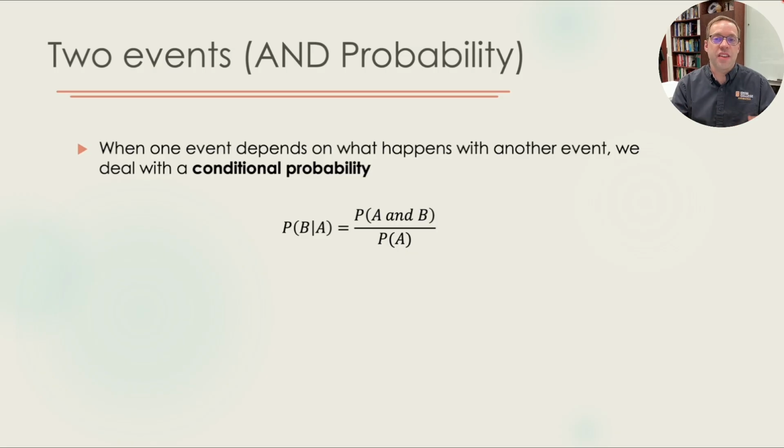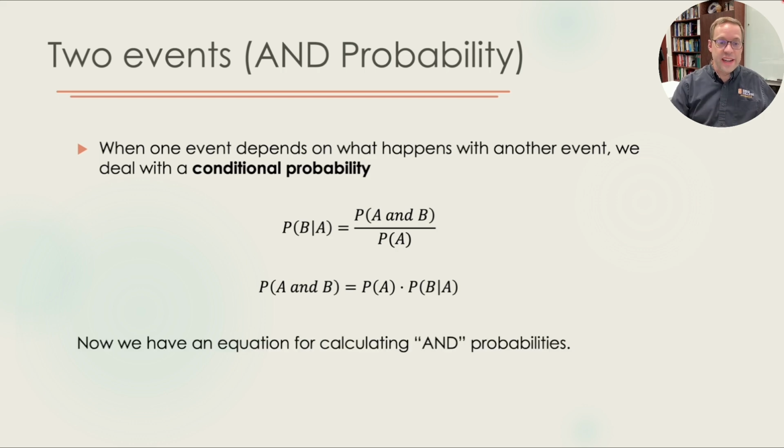Probability of B, given that A has happened, is going to be probability of A and B divided by the probability of A. If we rearrange this a little bit, then the probability of A and B will be probability of A times the probability of B, given that A has already happened. And here you go. That's the big one. That is the equation for calculating AND probabilities. Let's put it into practice.